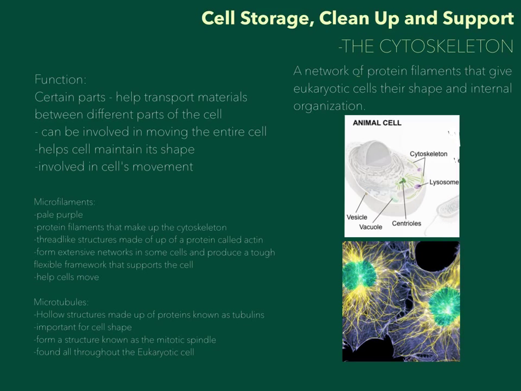Microtubules are hollow structures made up of proteins known as tubulins. They are important for cell shape. They form a structure known as the mitotic spindle. They are found all throughout the eukaryotic cell. Back to the basics of the cytoskeleton, as shown in the picture on top. The cytoskeleton is right here.